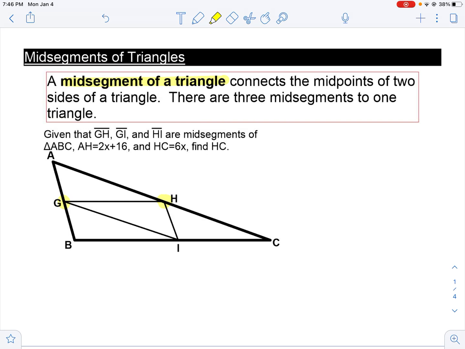Okay. So it says, given that GH, GI, and HI, and I should have called them all segments, if they are mid-segments of triangle ABC, then AH is going to equal the value of 2x plus 16. So let me just go ahead and write that in there. And HC represents 6x.